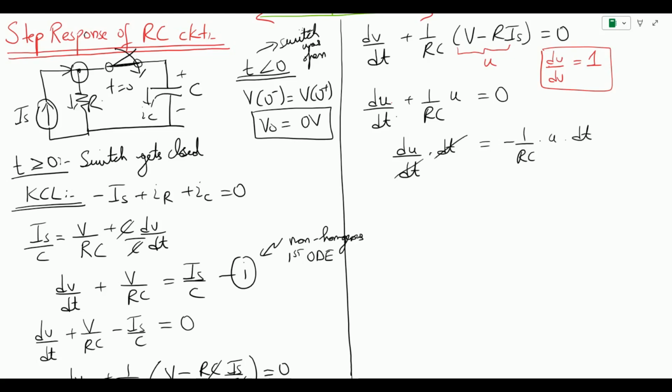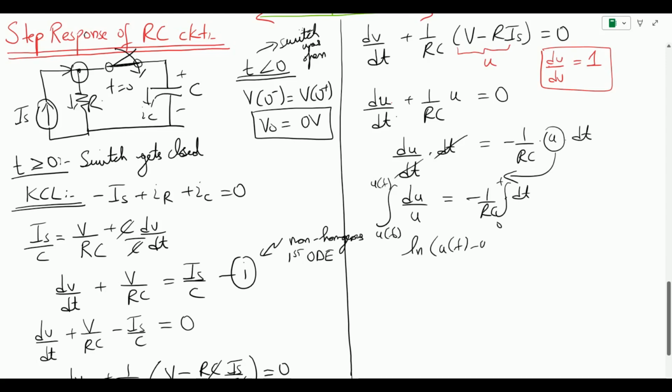So this dt cancels out. I'll bring this U back to the other side. dU by U is equal to minus 1 by RC dt. Now let us integrate it from 0 to t, and U of t naught, the initial value, to U of t, the final value. Again, when we integrate this, we know that the integral of 1 by U is basically ln, and let us put the limits as ln U of t minus ln U of t naught equals minus 1 divided by RC times t, with the limits already incorporated.